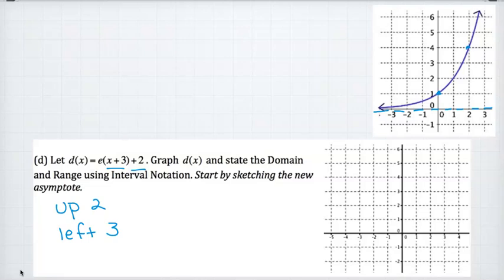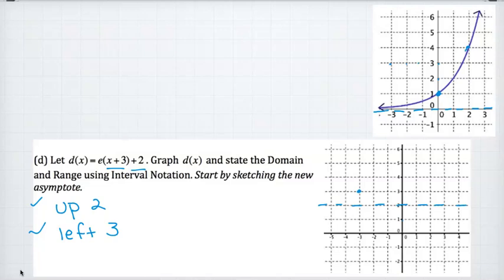So first off, the asymptote, it doesn't change if I move it left or right, but it does change if I move it up 2. So my new asymptote is up 2 from my old one. Now this 0, 1 on my original function, both of these transformations are going to apply to that 0, 1. So I'm going to move this point up 2, and I'm going to move it left 3. And it's going to end up right there.